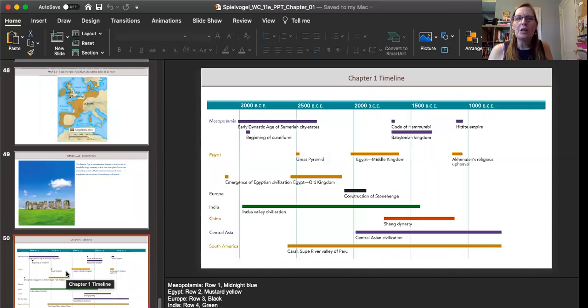And of course, we have our timeline. So take a look at that when you have a few minutes.